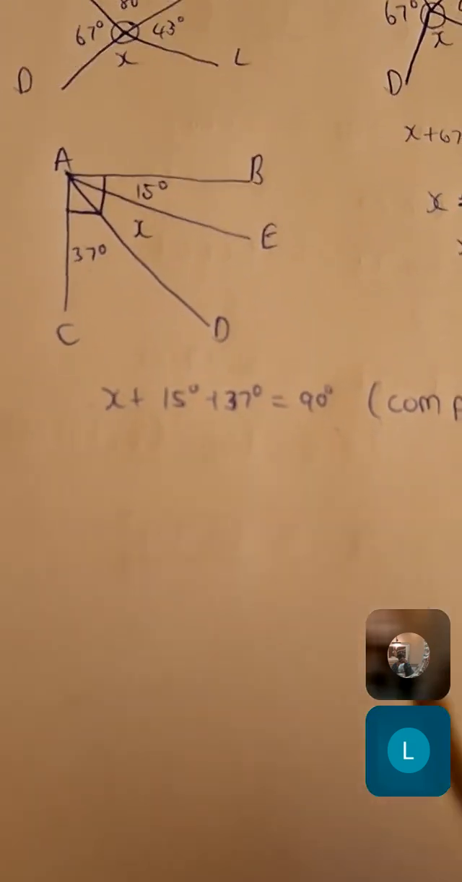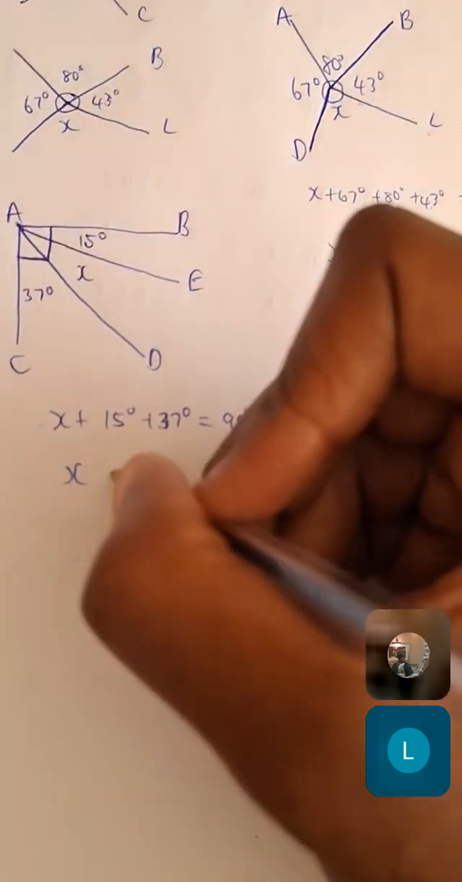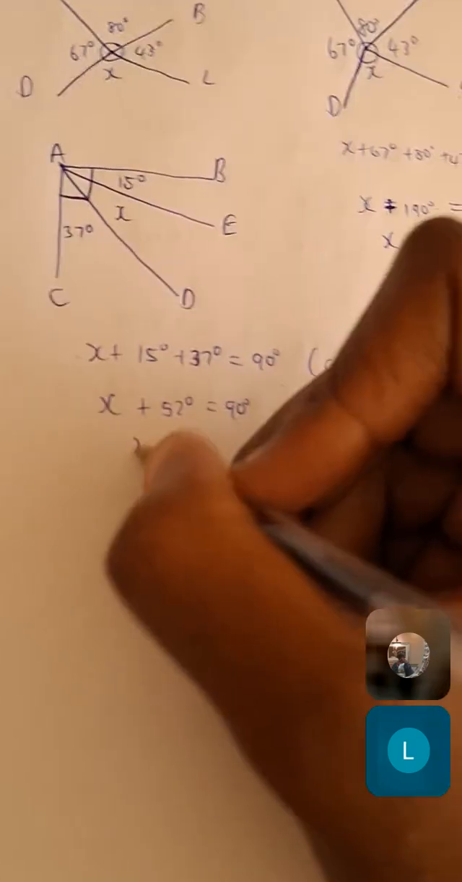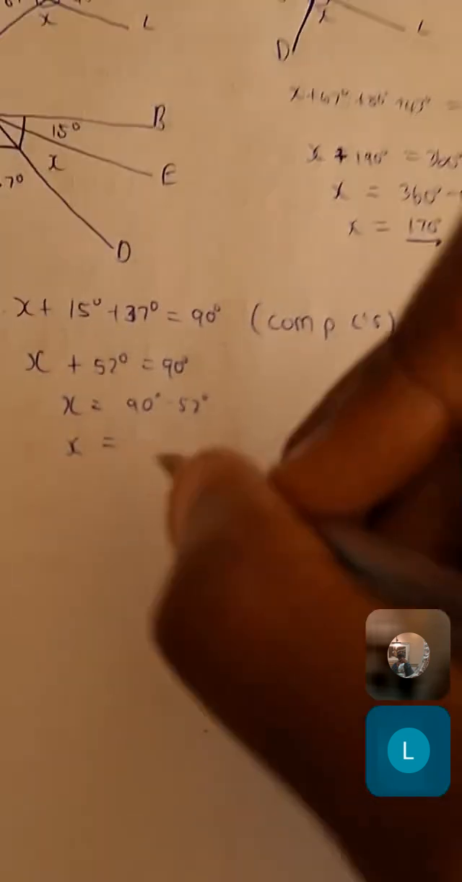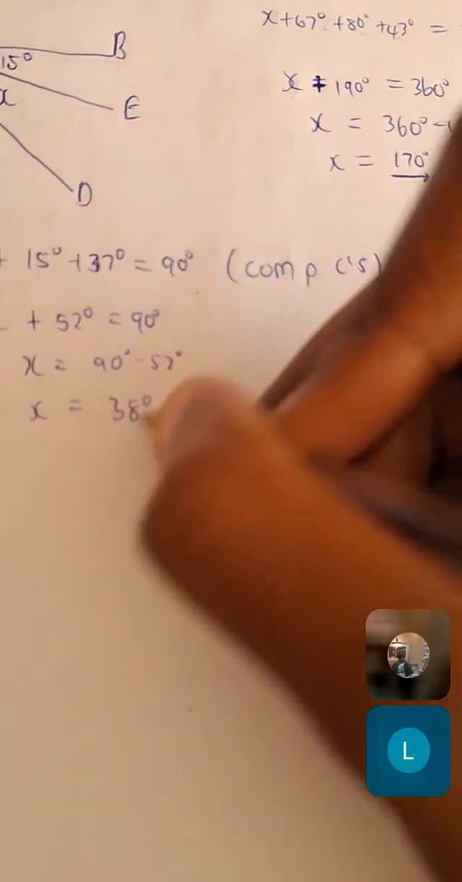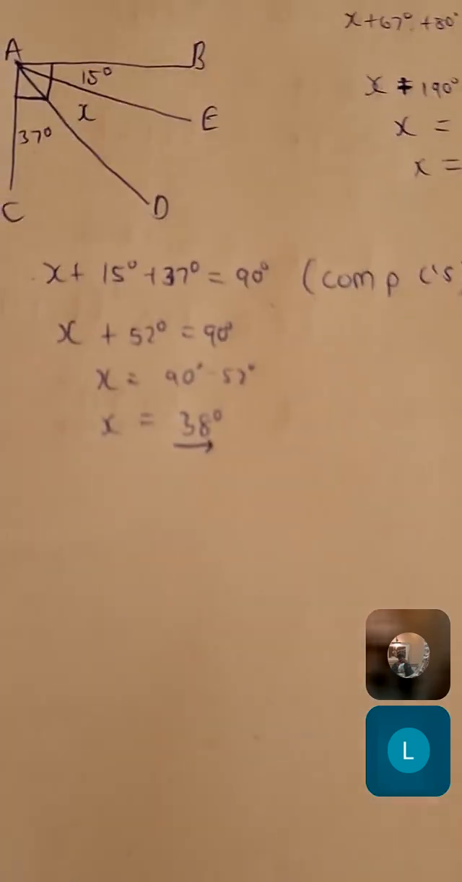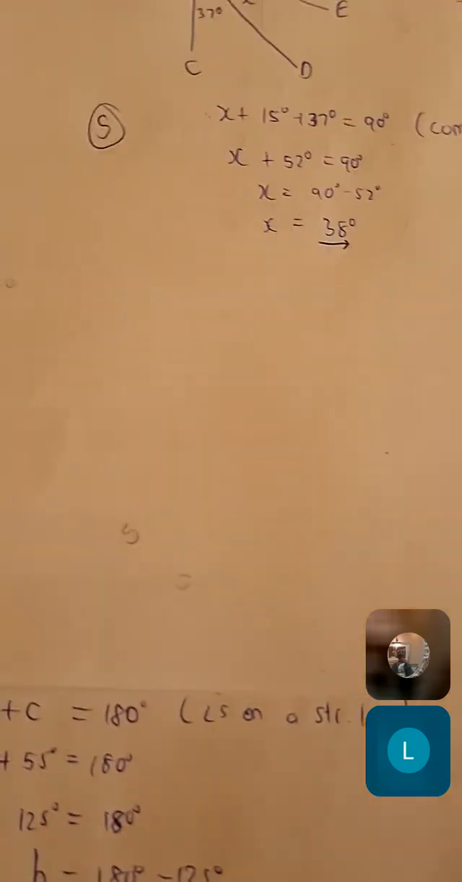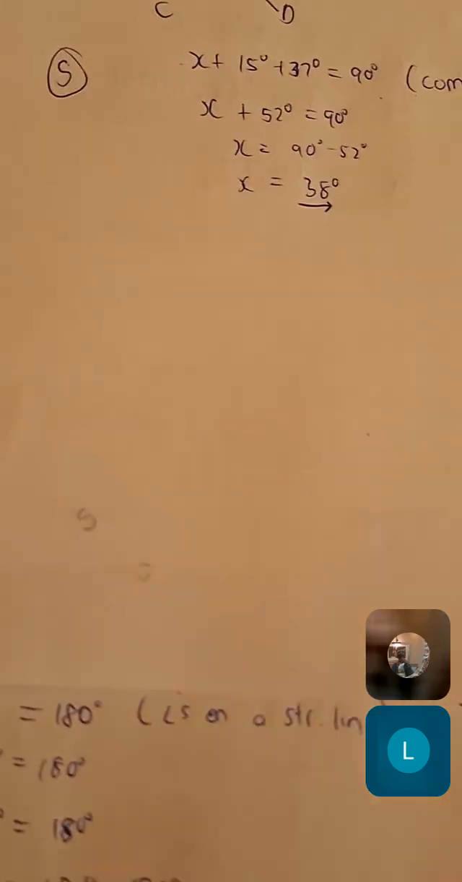So x plus 52 equals 90. Very good. And then when I transpose the 52 to that side, x equals 90 minus 52. Yes, the final answer is 38 degrees. Nice. That was not too shabby, was it? You can see our game is coming on where these things are concerned.